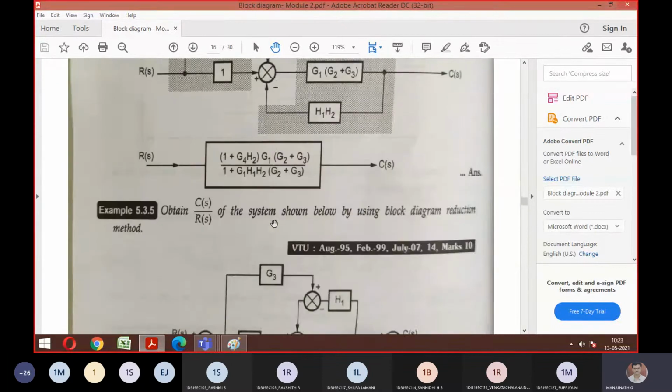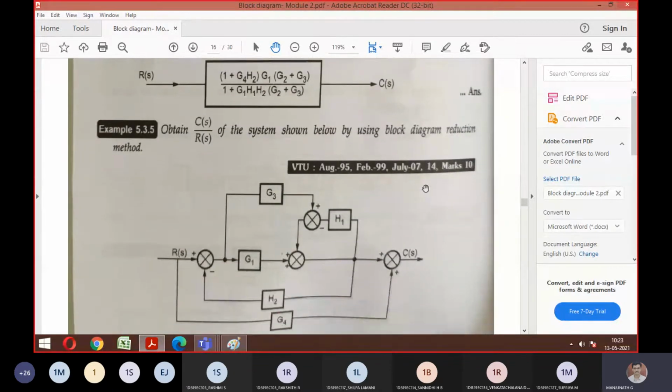So look at the question. You can see it is clearly given for 10 marks. So you just need to have a logic, that's it. Look at this question carefully and tell me what are the possible ways to reduce this block diagram to a single block and to find the transfer function. Yeah. So is it visible? Question is visible to everyone? Yes, sir.